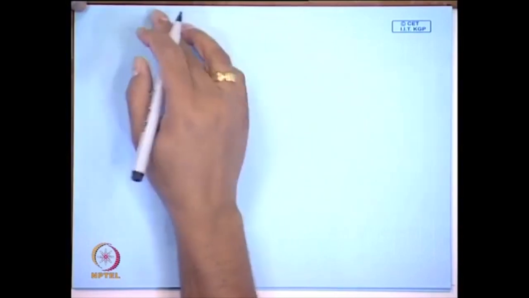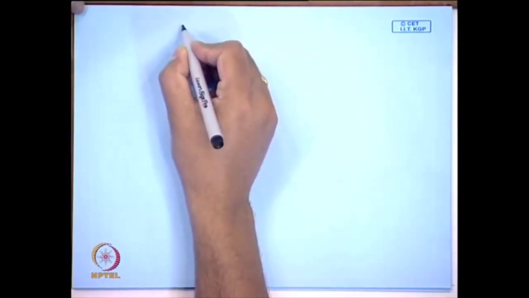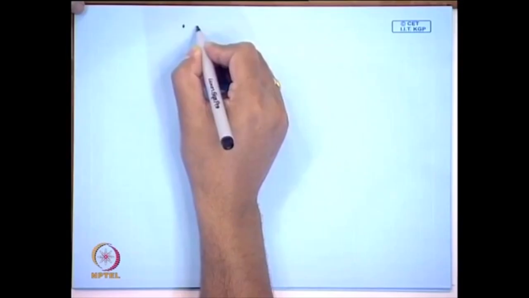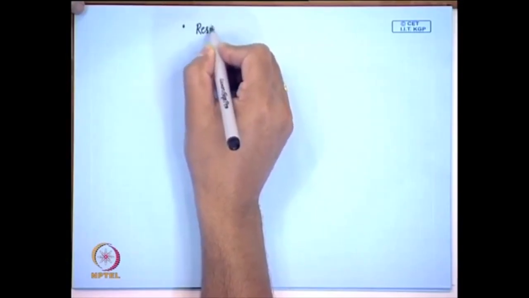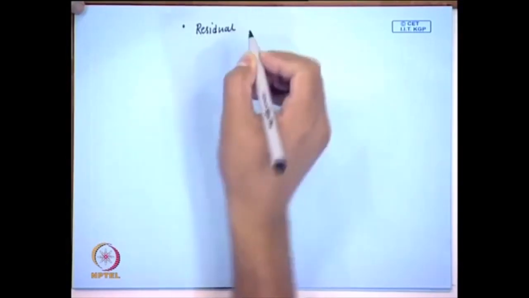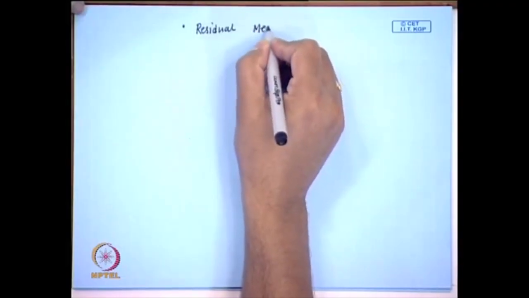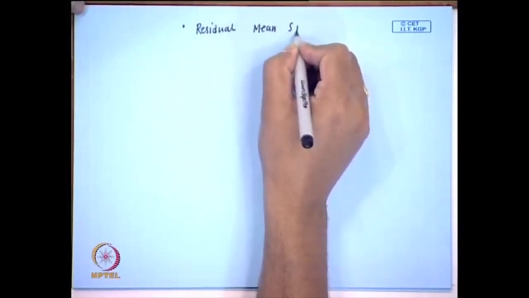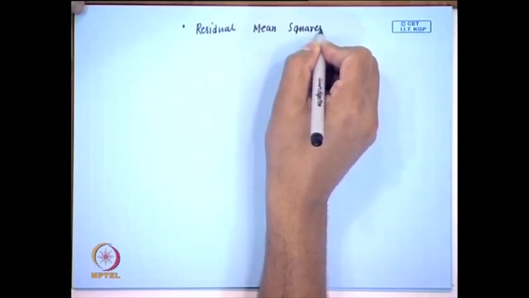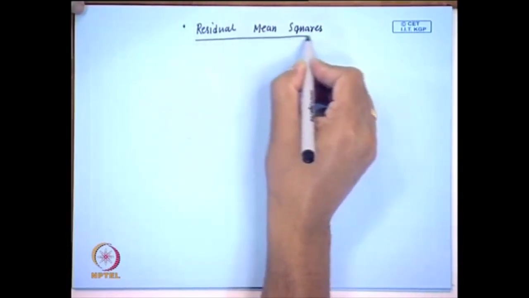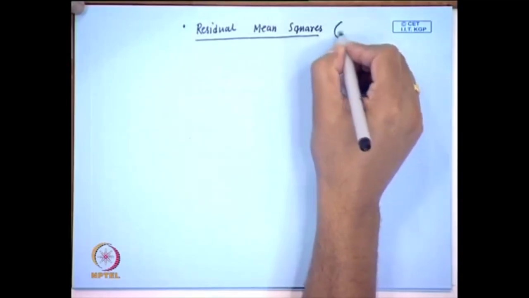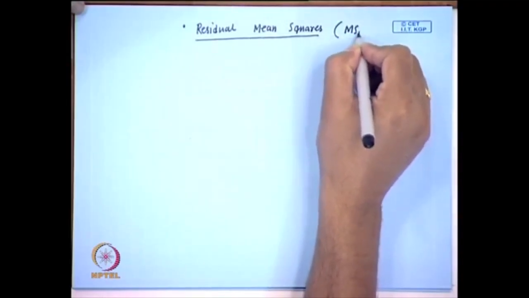Let me talk about the criteria for evaluating the subset regression model. One criterion is the residual mean square. We denote it by MS residual.